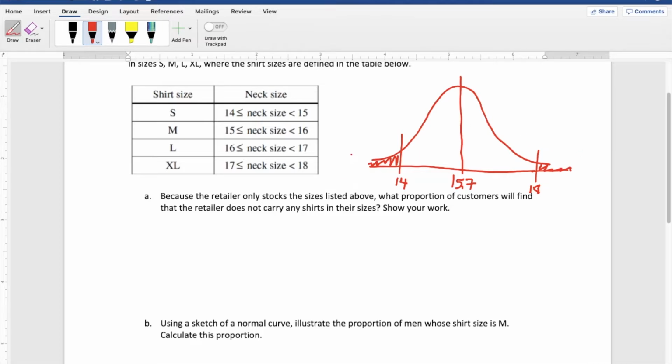Now how I do that goes to z-scores. So I'm going to find a z-score for 14, and then I'll find a z-score for 18.